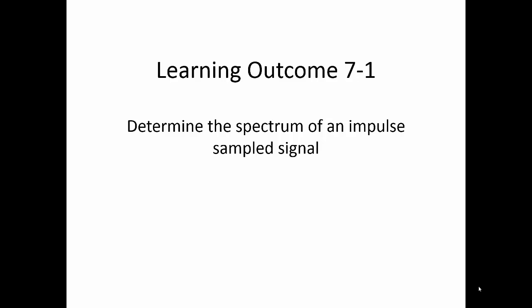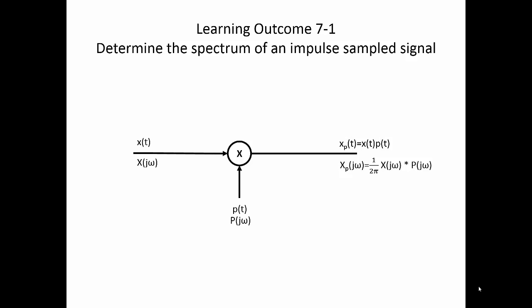Learning Outcome 7.1. Determine the spectrum of an impulse sampled signal. I've introduced that in the process of sampling, we take our original signal, we multiply it in the time domain by an impulse train that will be periodic, continuous time, and made up of impulses spaced T apart.